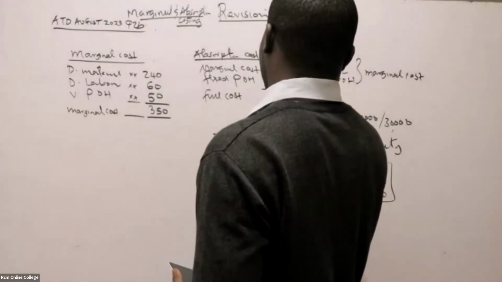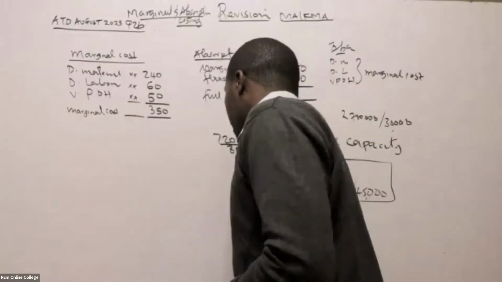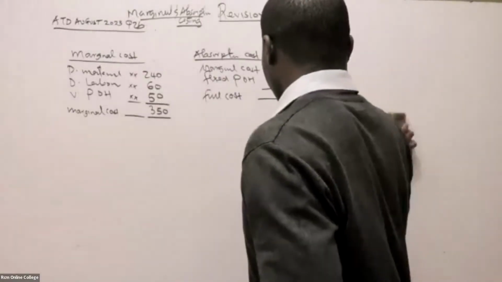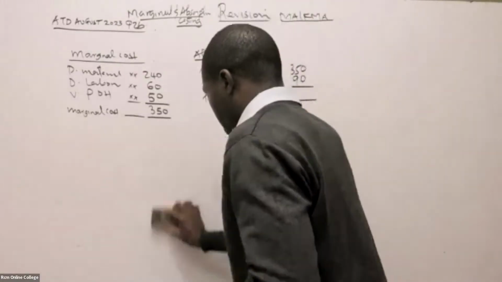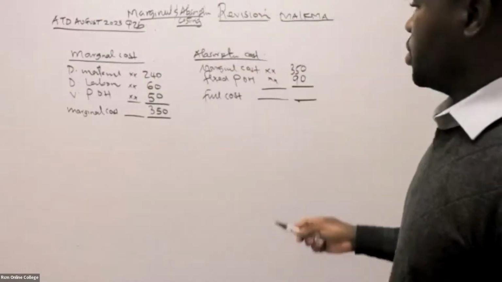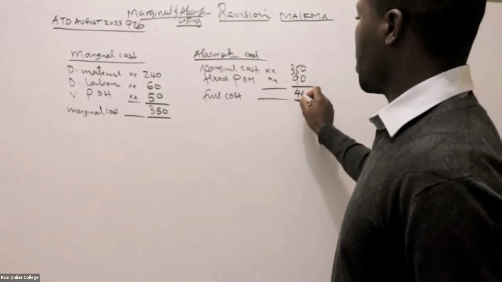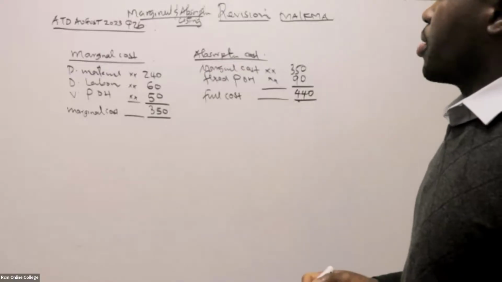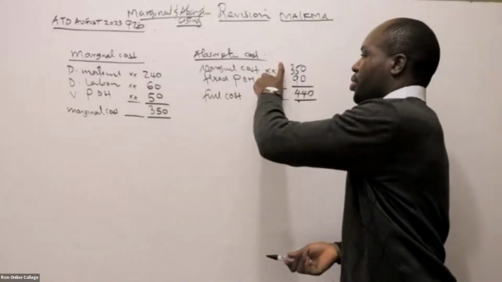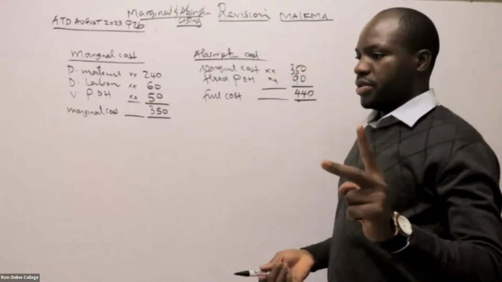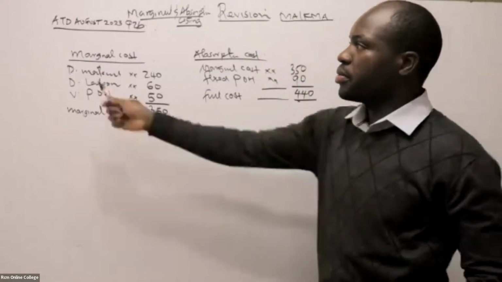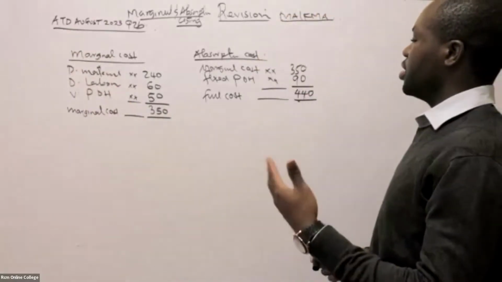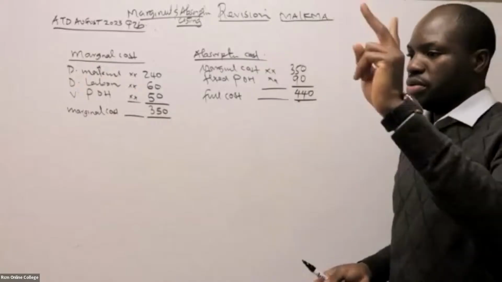So when you add the two, what are you getting? We'll be having 440. Good. Now, this difference will lead to two items. ATD or CPA? ATD. This issue here will lead to two things.